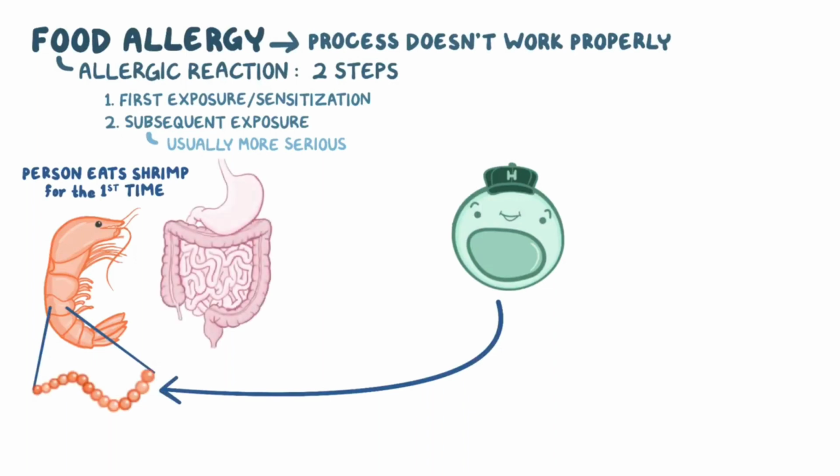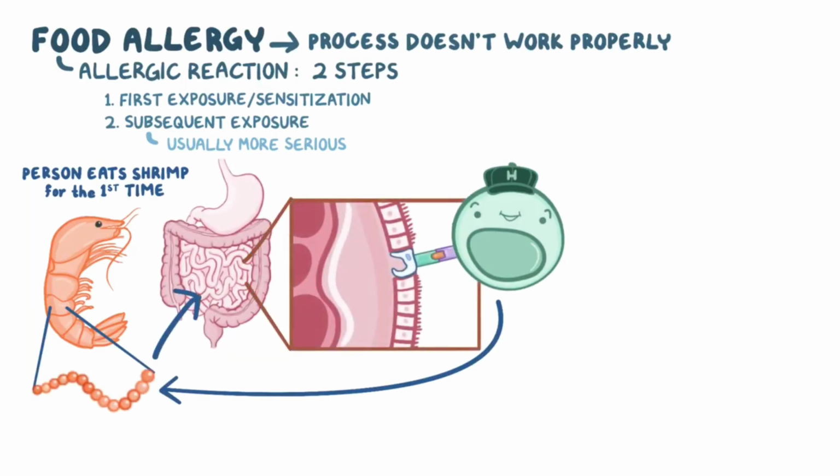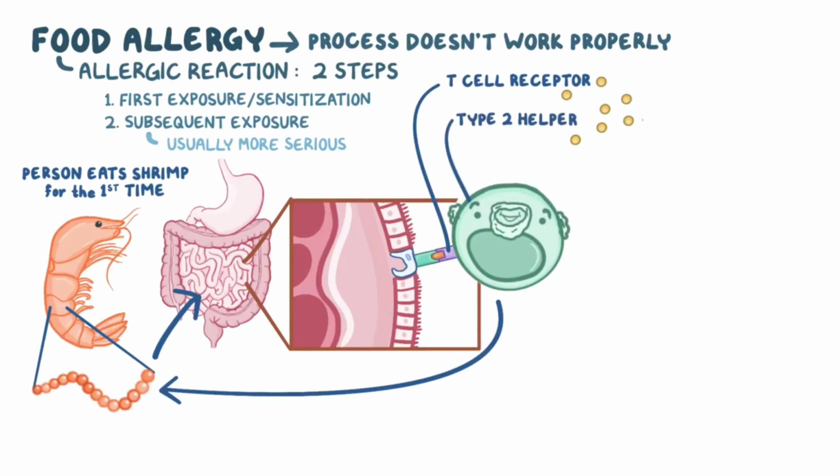Now, once shrimp proteins reach the small intestines, M cells start to present them on their MHC class II molecules to helper T cells. The helper T cells that recognize this antigen will bind to it with their T cell receptors, and based on the cytokines that are floating around, they mature into type II helper T cells, or Th2 cells.